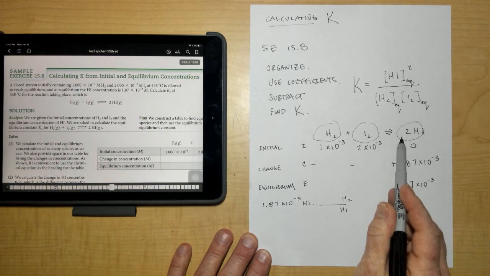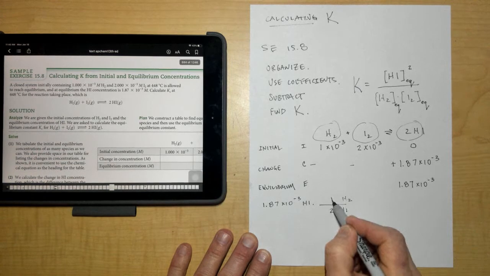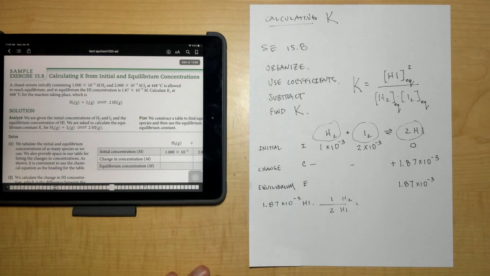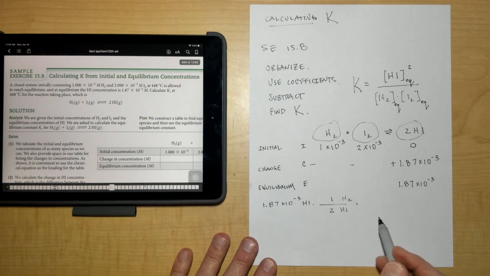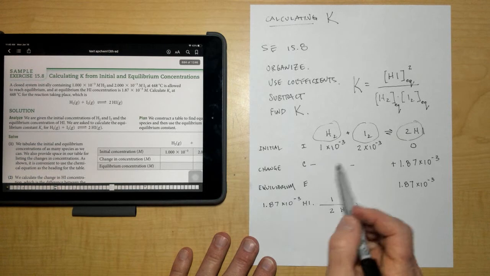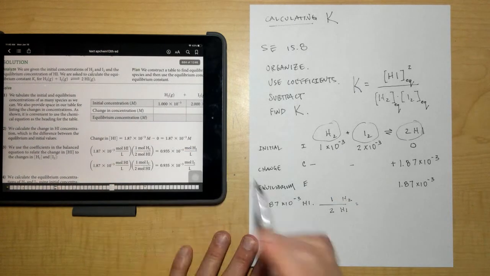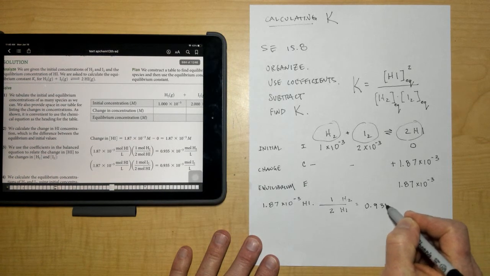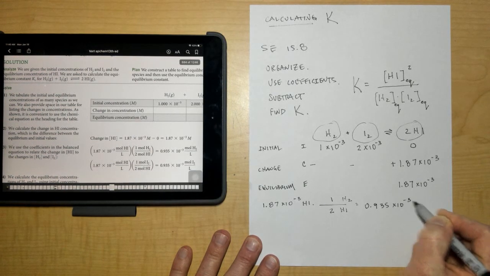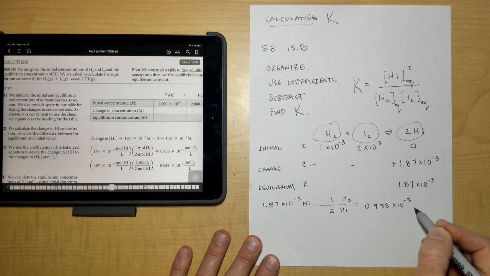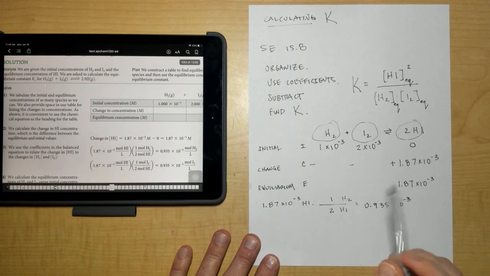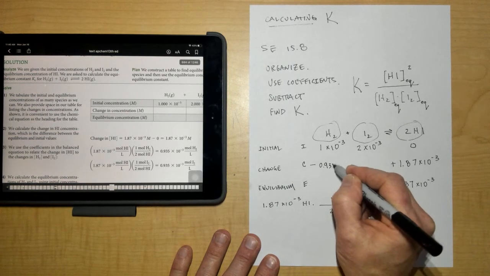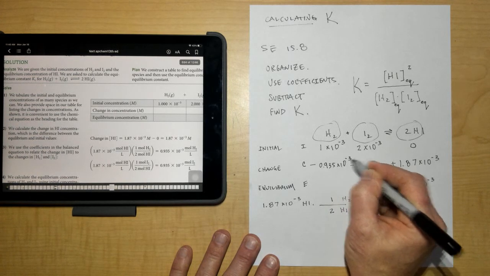For every 2 HI that appeared, 1 H2 disappeared. And now we take this 1.87 times 10 to the negative third divided by 2, and we know how much of this disappeared. They have the math right down here for us: 0.935 times 10 to the negative third moles per liter, or molarity, disappeared, and this would go in for our hydrogen. 0.935 times 10 to the negative third.